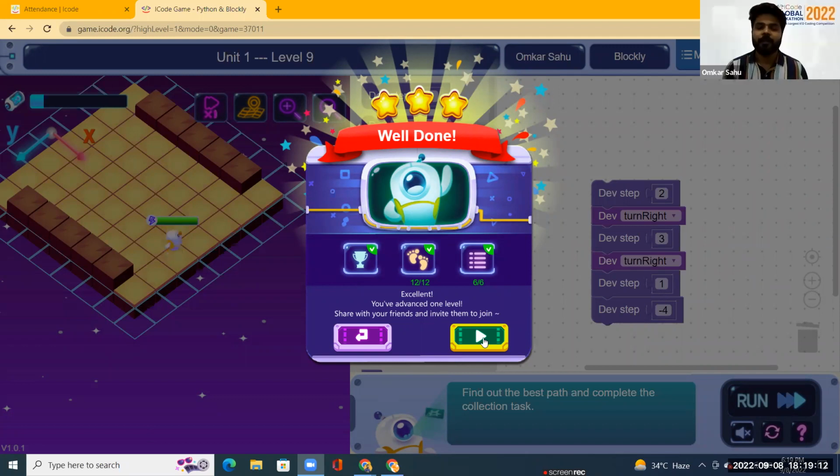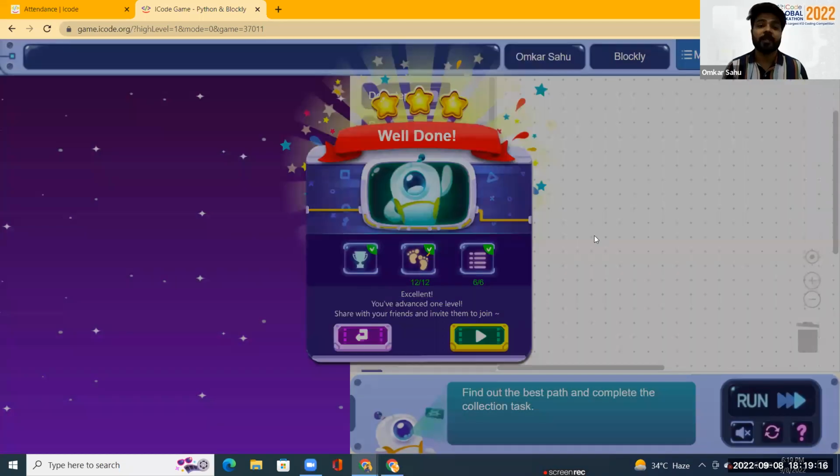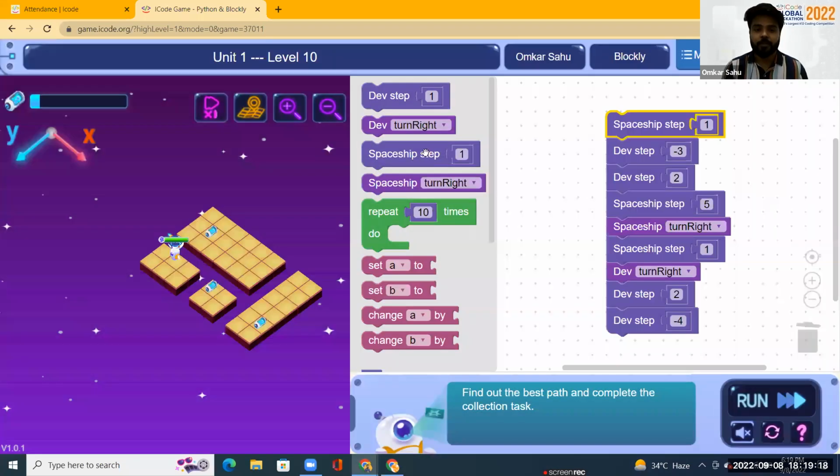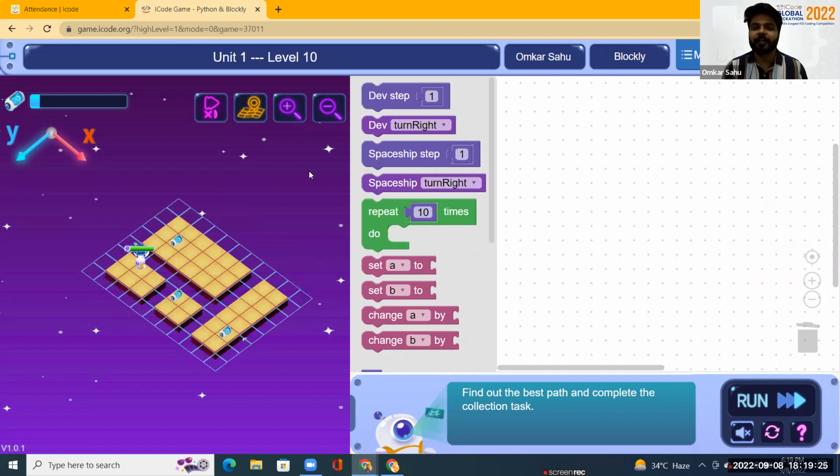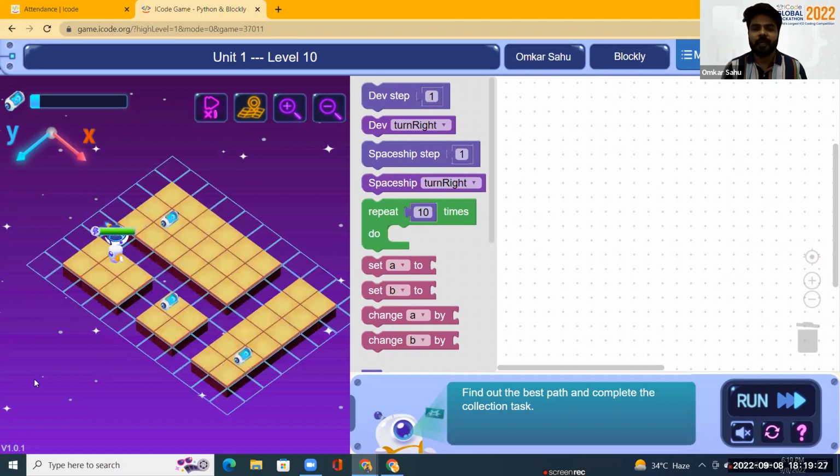Great, so we'll click on the green button. As soon as you click, it will open the next level for you. Okay, so tighten your seatbelt, everyone. This is going to be a trickier one again. Have a look at it.